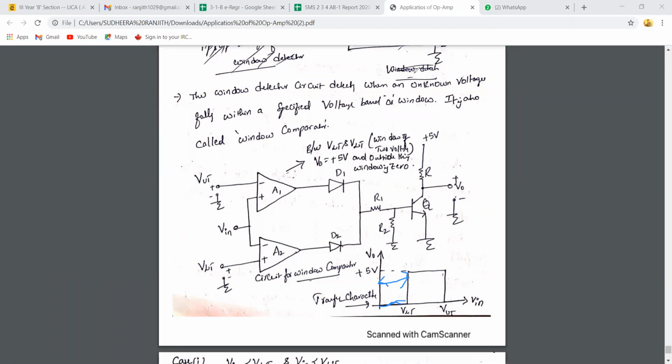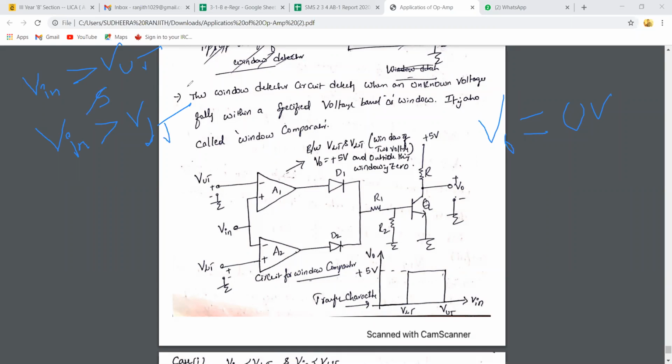So in case 1, what is the output? 0 volts. Coming to case 2, V in is greater than VUT. Similarly, V in is greater than VLT. This is the second case.